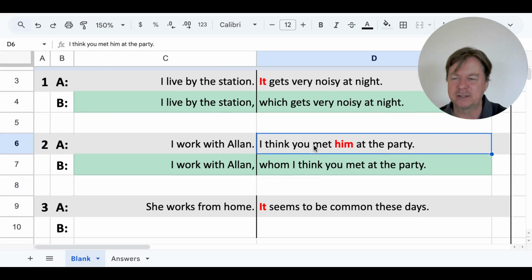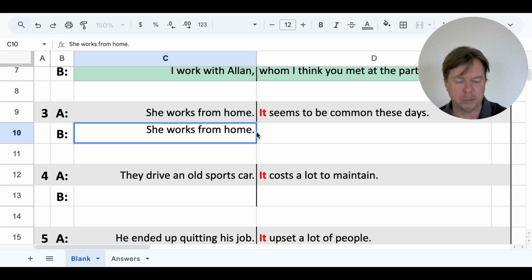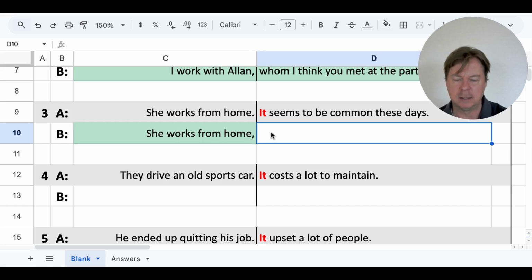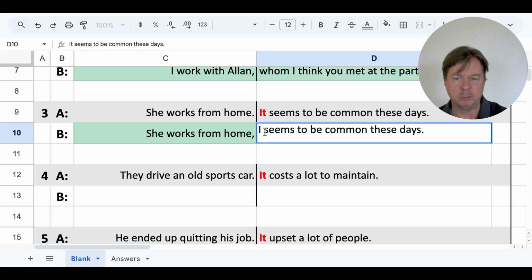Okay, so let's go to number 3. She works from home. It seems to be common these days. So I'm going to go ahead and type this in here. She works from home. So what's the first thing that I need to do? First, I must change the period to a comma. Then for the next sentence, what do I need to do? I need to change the subject pronoun to a relative pronoun. In this case, it would be which.